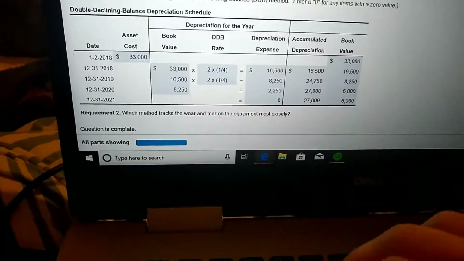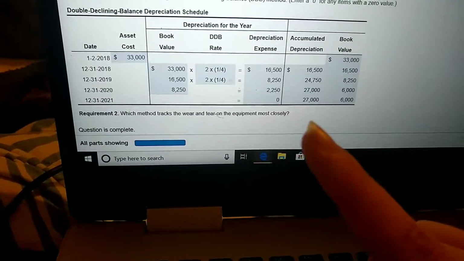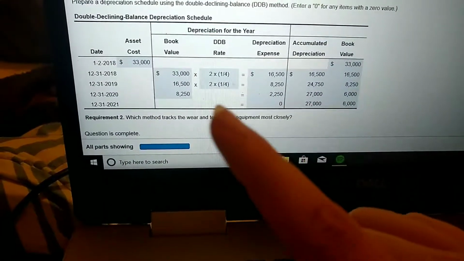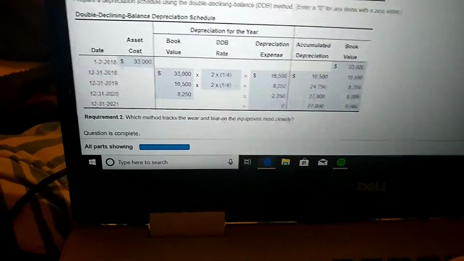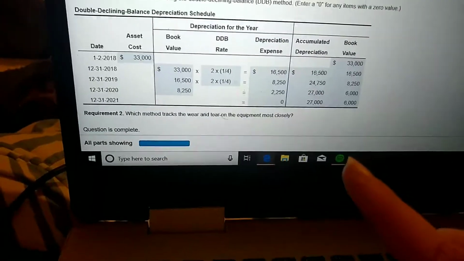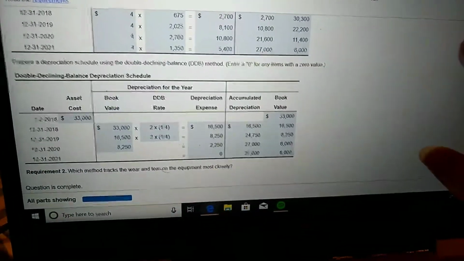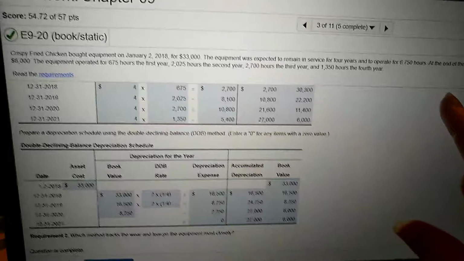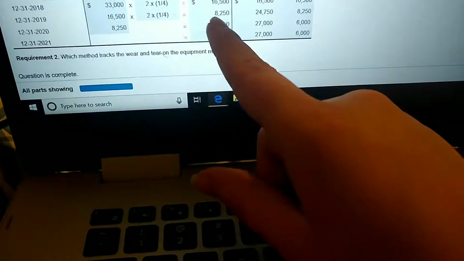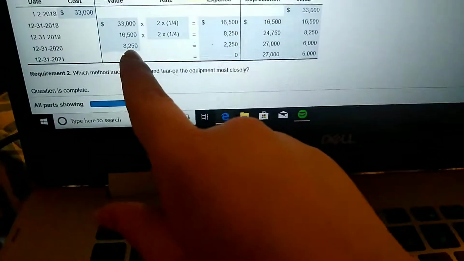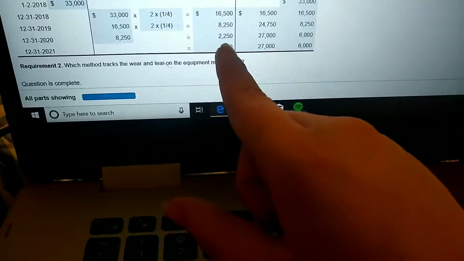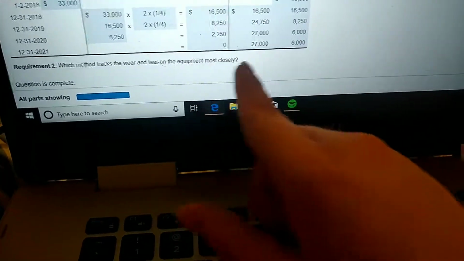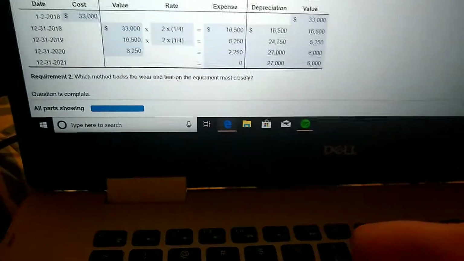But the difference is that once you get to the residual value, you stop subtracting. So the residual value is, give me a second, $6,000. So here, it's 8,250 left. 8,250. How much to get to $6,000? Well, 2,250. And then 0 on the last year because you've already hit your residual value.